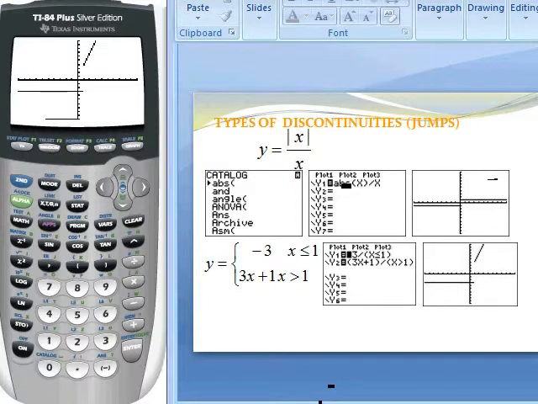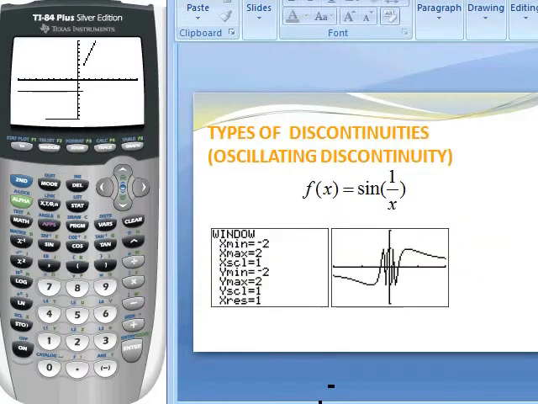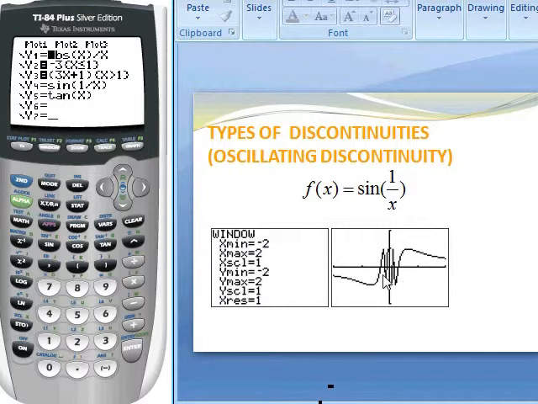Let's look at some other types of discontinuities. It may be an oscillating function, something like sine of 1 over x, and it's going to show up something like that. Let me show you how that is. Let me make these inactive, and I want to make sine of 1 over x. But this time I want to focus in a little bit. Let me change the window.